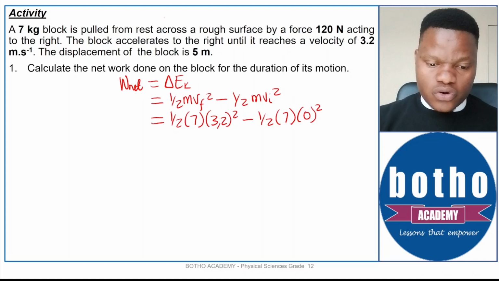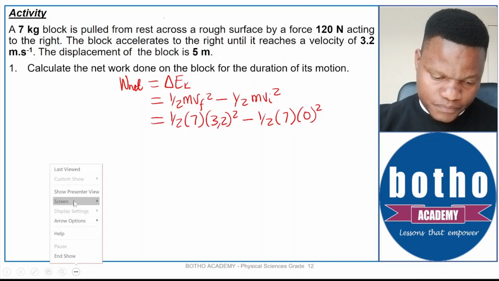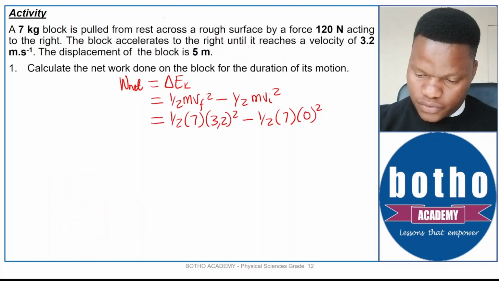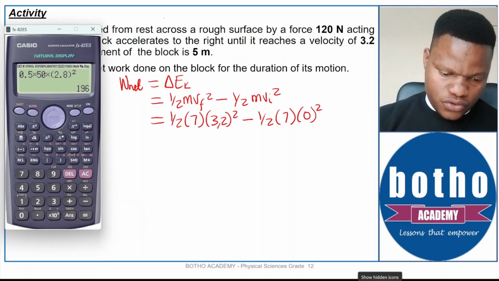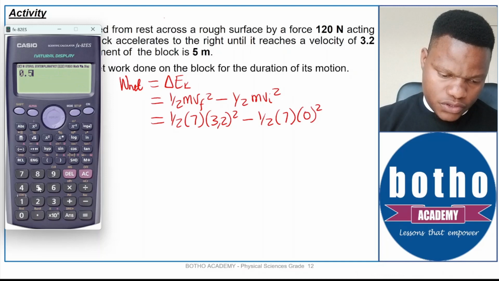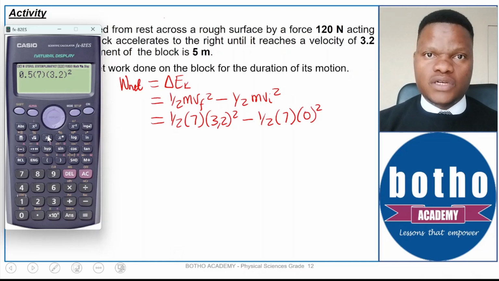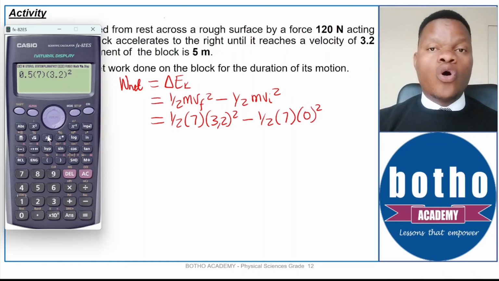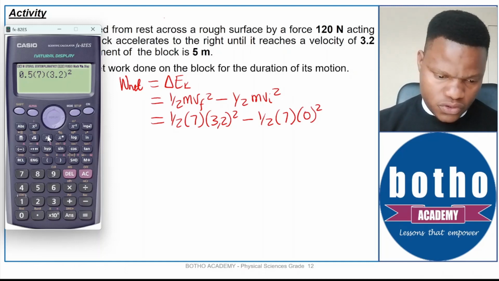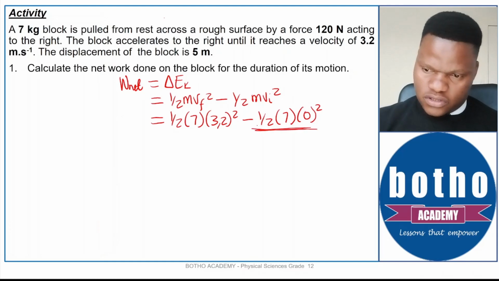So we are going to use the calculator again to calculate this. This is a question that is quite similar to the previous one that we did. We are going to say 0,5, which is 1 over 2 into 7, into 3,2. We then square the 3,2. Please remember that it's a very common mistake that we see on learner scripts where they square the whole thing or they forget to square altogether. Please remember to square. Then minus 0. We know that this side is negative 0.